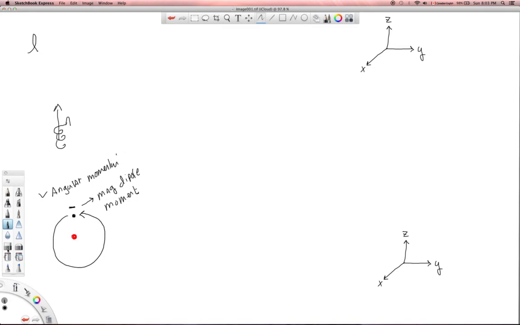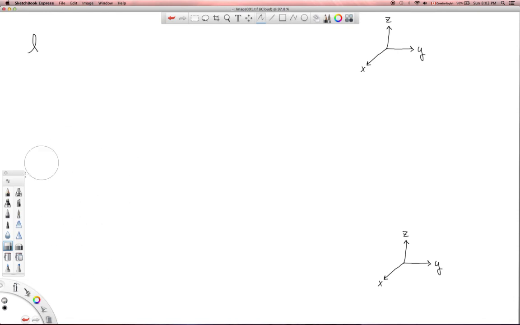Hopefully everybody is okay with that, and you understand what's going on there. So let's go back to L. Where does L come from? L comes from the concept of total angular momentum. The total angular momentum of an electron in an atom is denoted by capital L.